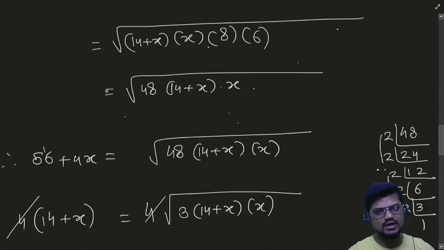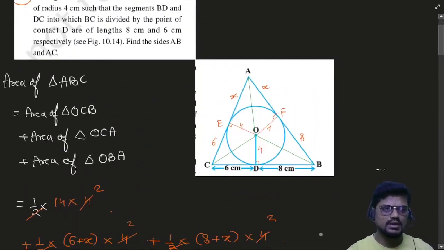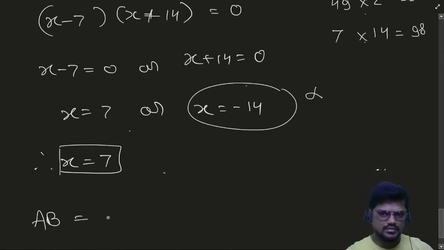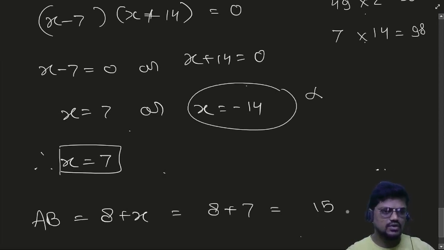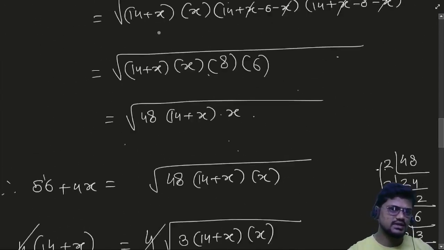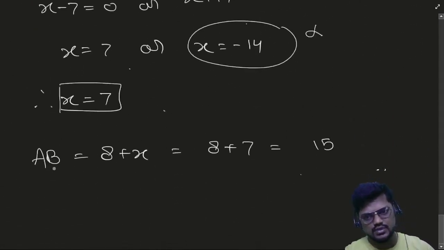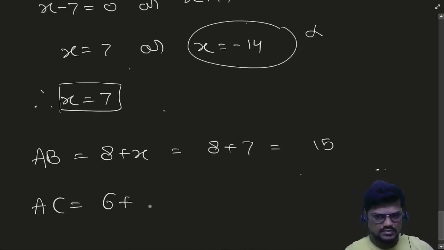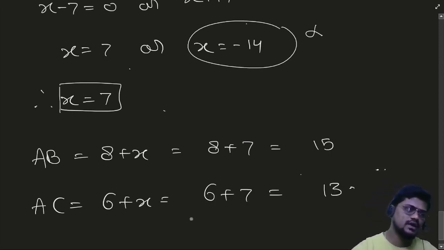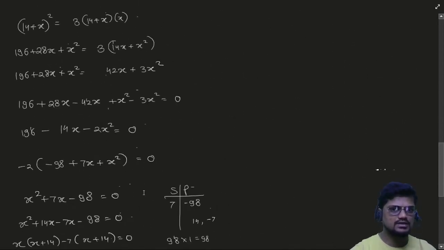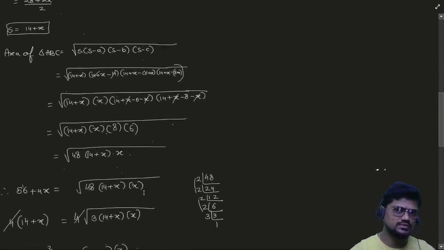Once you get the value of x is 7, now you can find what is AB and AC. What will be AB? That is 8 plus x, which gives you 8 plus 7, that gives you 15. And the value of AC is 6 plus x, that is 6 plus 7, that is 13. Understood? How do we get the values of AB and AC? Everything is clear in this. If you have any doubt in this, you can ask your question.